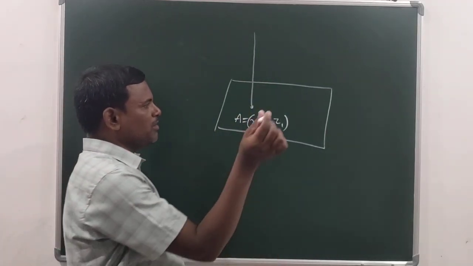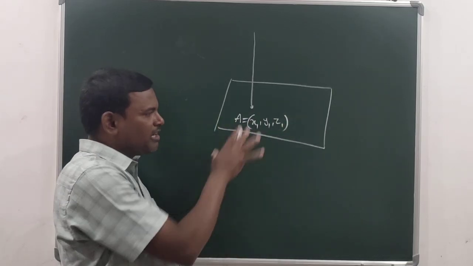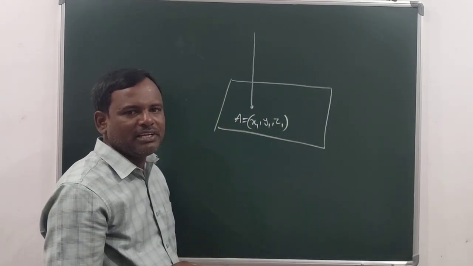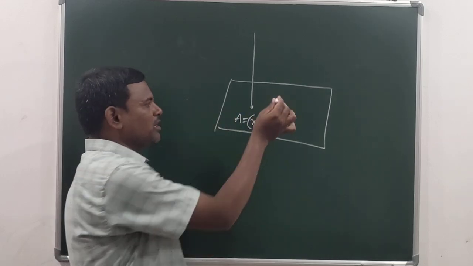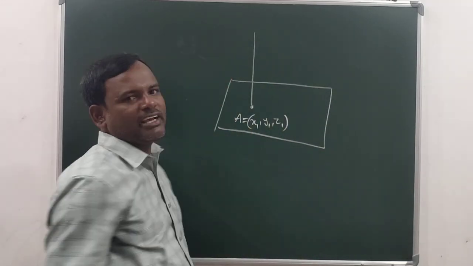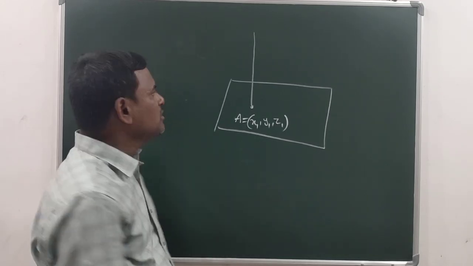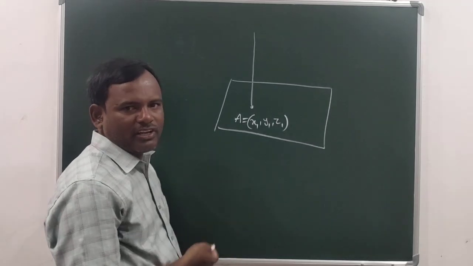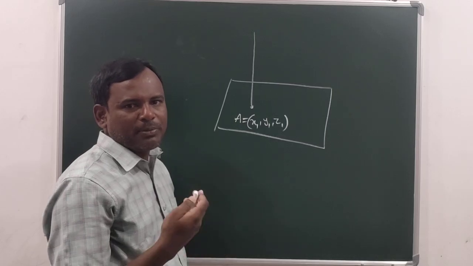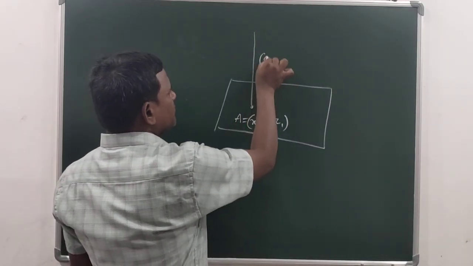Actually the normal will be like this, but this is a 2D board and we are discussing 3D geometry, hence you cannot draw it properly. Just consider this as a normal. Okay, students, so the meaning of a normal: normal means a perpendicular line to the plane whose DRs are given.